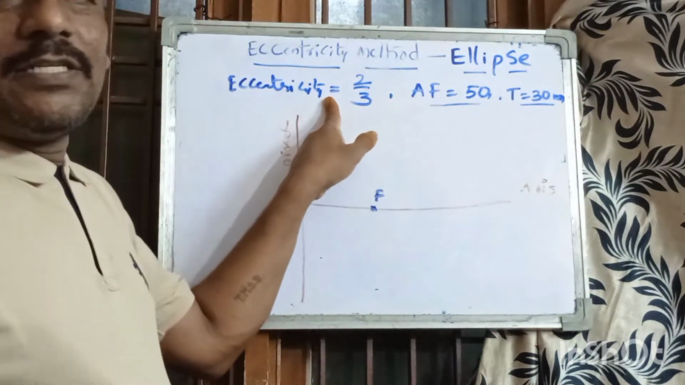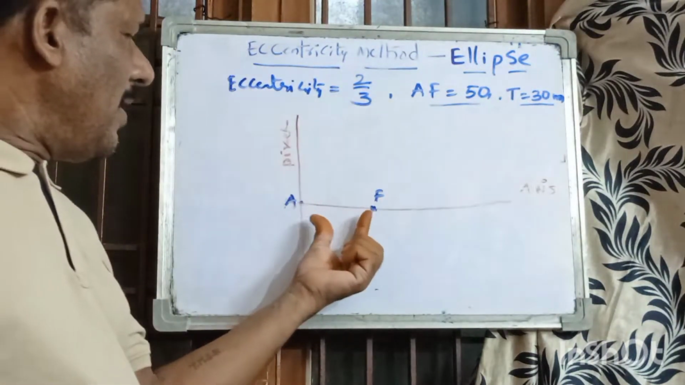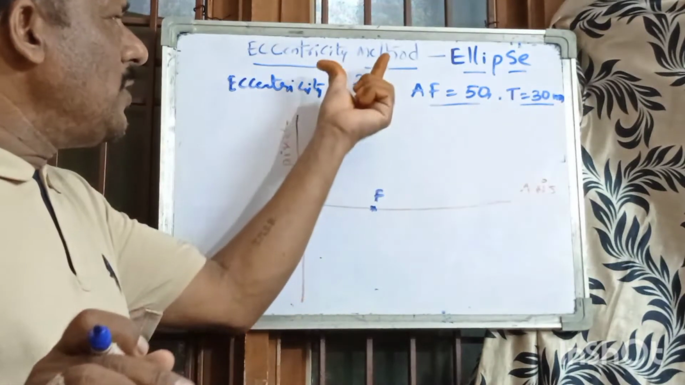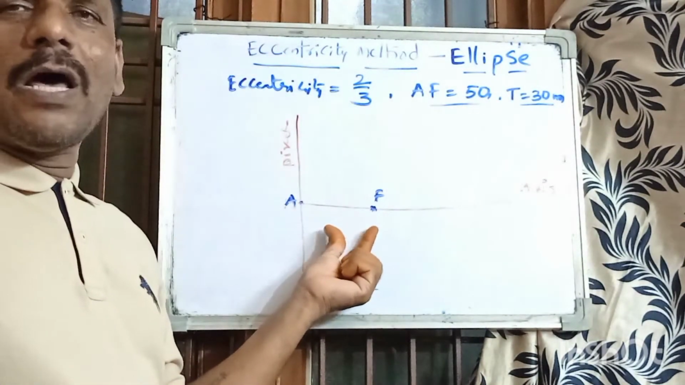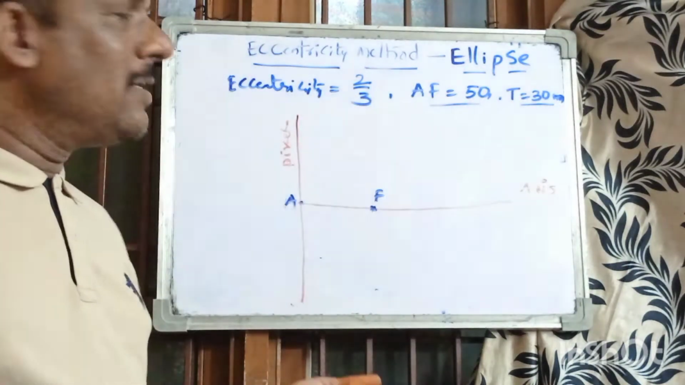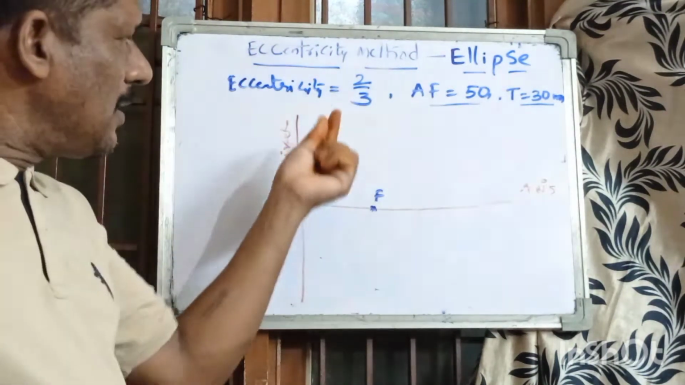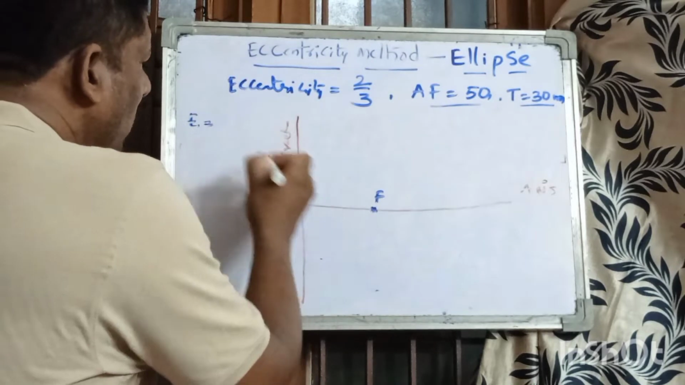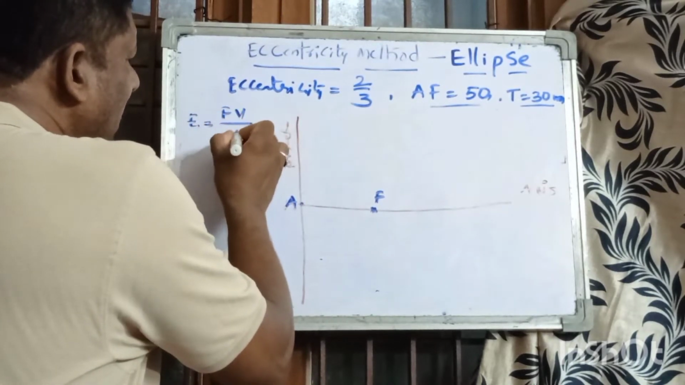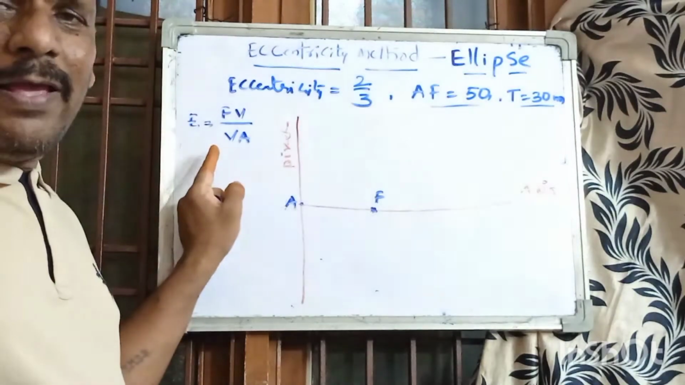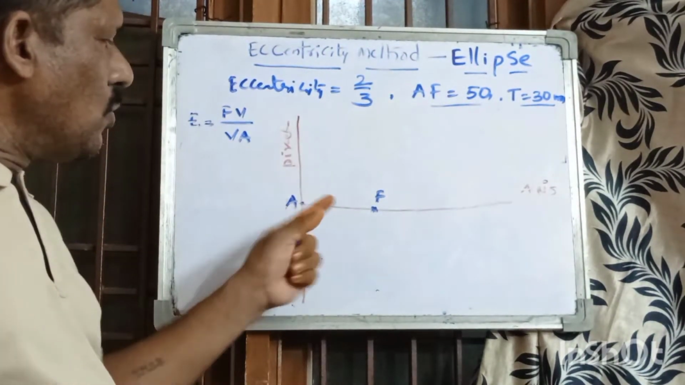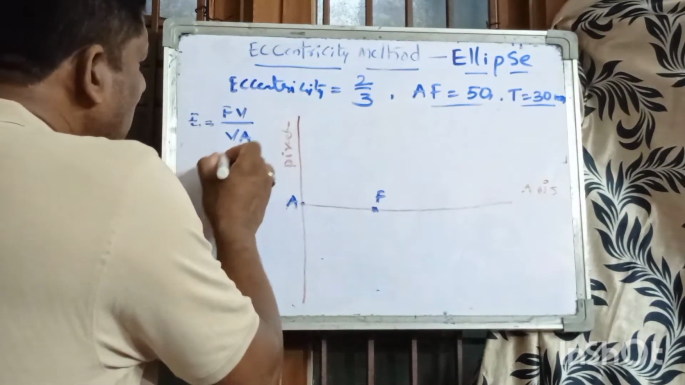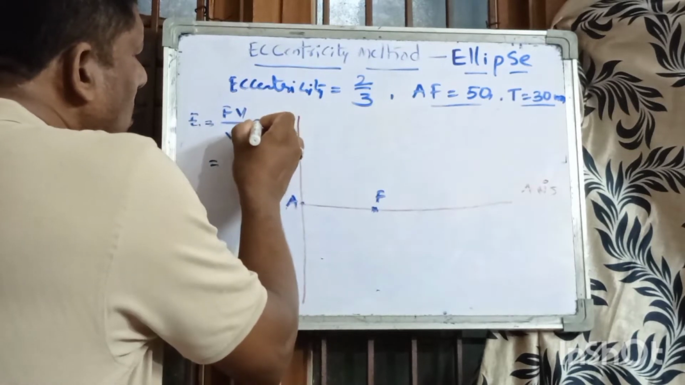Here the main thing is eccentricity. In the last video I also told that the vertex point is very important here. Depending upon the vertex point movement, the curve changes, whether it is a parabola, ellipse or hyperbola. The eccentricity decides. The eccentricity formula is focus to vertex, FV, divided by VA. The vertex is always between the focus and the directrix point. So here, FV by VA is given as 2 by 3.